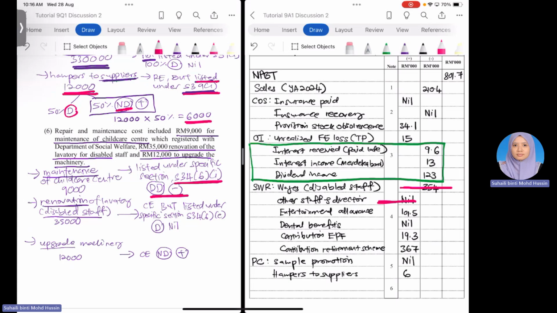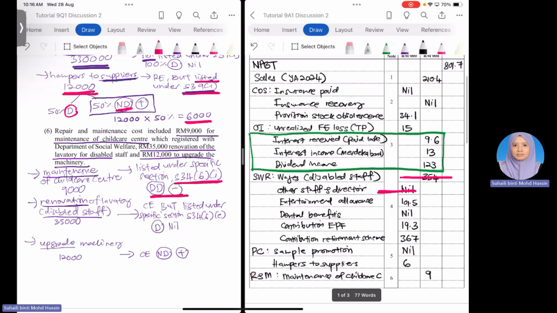Okay, number 6, we have repair and maintenance. I put repair and maintenance, RM. So first item is maintenance of the childcare center. Childcare center, alright. So allowed for double deduction. So another 9,000 ringgit allowed for deduction. So we record it in the minus column. Okay, can deduct one more time in the taxation.